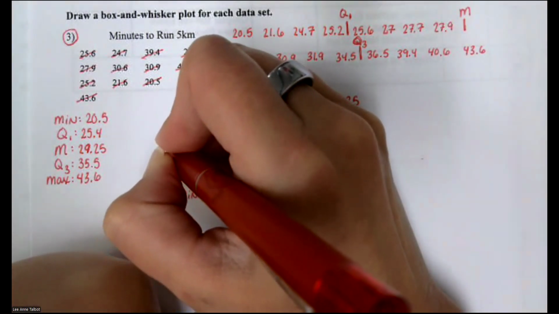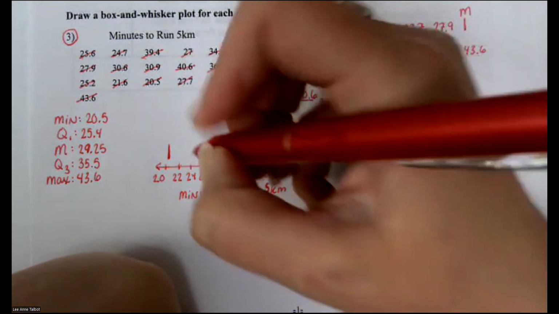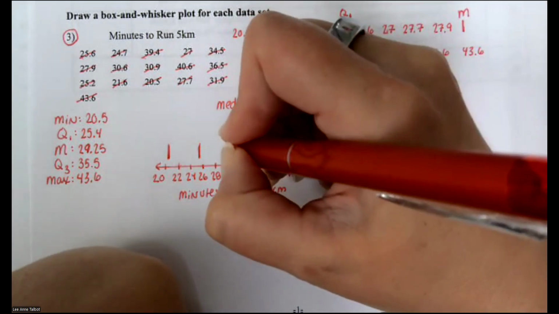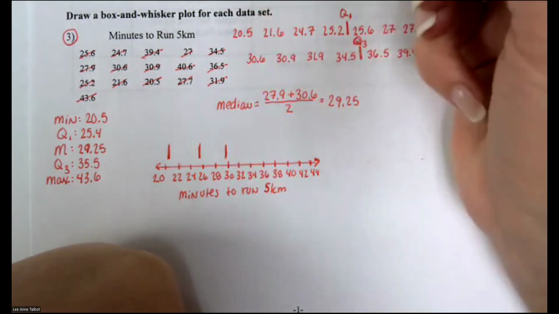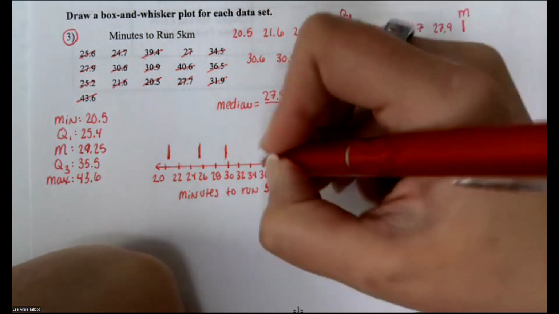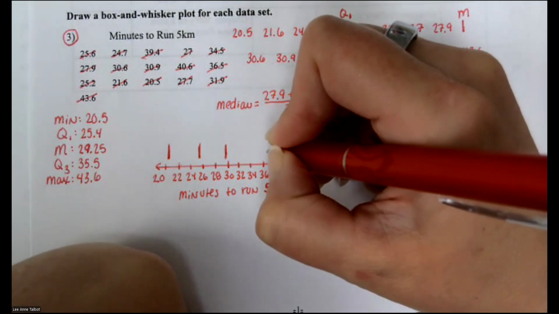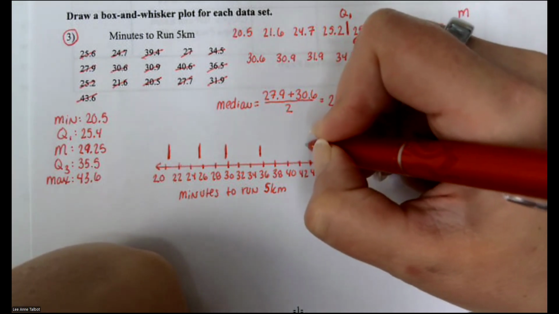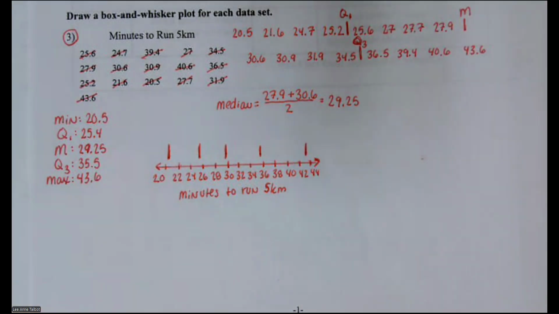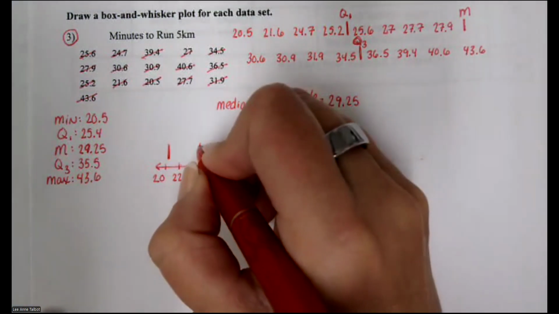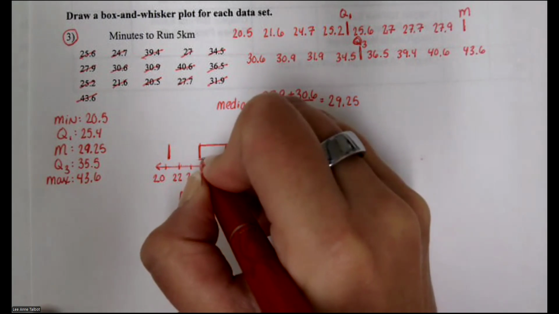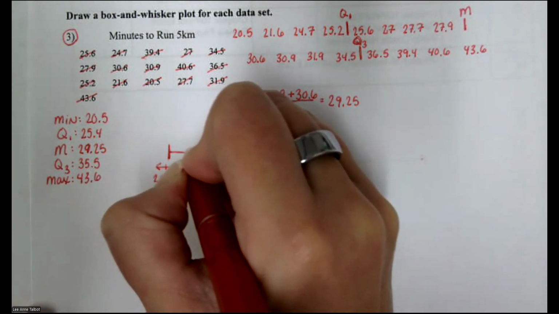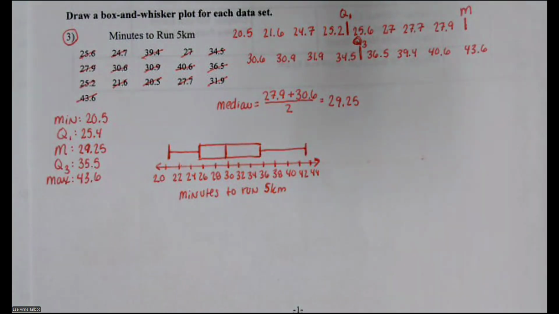Okay, so 20.5 would be right here. 25.4 would be right here-ish. 29.25 would be like right before the 30. 35.5 would be right before the 36. 43.6 would be right before the 44-ish. These are going to be estimates. It's okay. We got box and whisker.